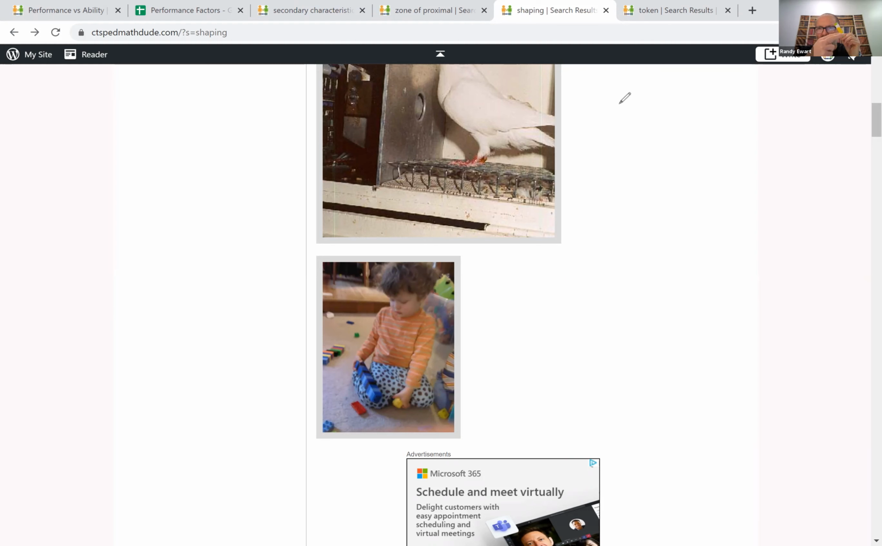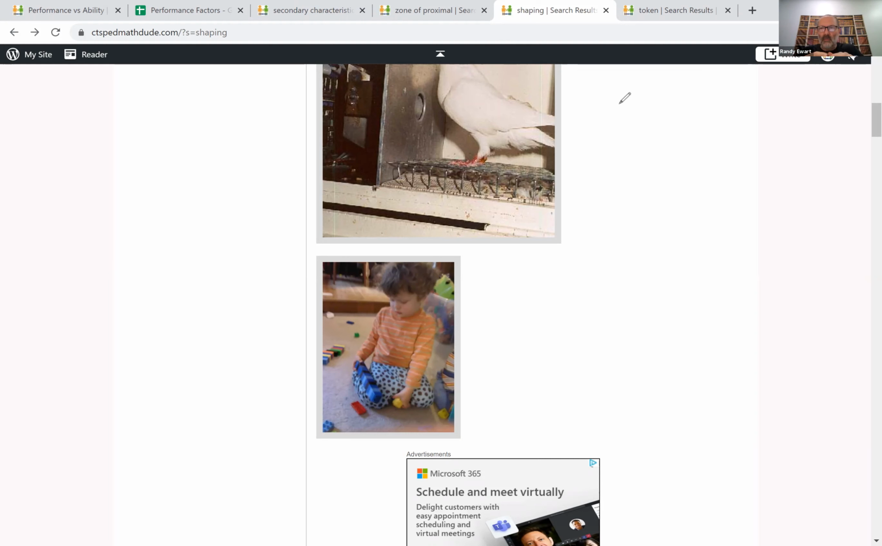Eventually he was looking at the Legos so close to their eyes that he would make incidental eye contact. As soon as he made incidental eye contact, boom, he got the Legos. That's like the pigeon pecking at that one little plate. He realized, oh, if I look at these white things in someone's head, I get my Legos. And so he started making eye contact. That's an example of how we can shape behavior to move students to a place where they can learn better.